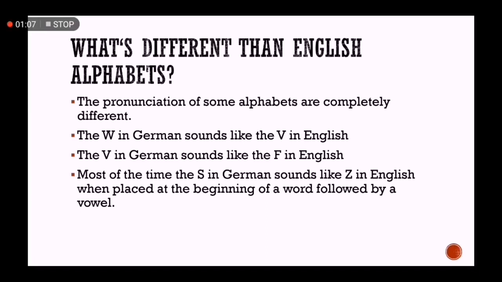Then pronunciation of some alphabets is completely different. For example, W of German sounds like V in English, V in German sounds like F in English, and most of the time S in German sounds like Z in English.